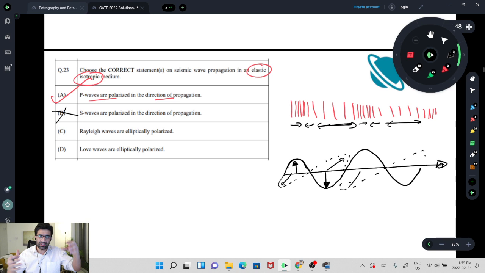Rayleigh waves are elliptically polarized. That is true. They have retrograde elliptical motion. Think of this as waves on top of water, where the particles are moving like this. So this is correct. Love waves are elliptically polarized, which is wrong. Love waves, like shear waves, are polarized perpendicular to propagation, but these are actually horizontally polarized S waves.